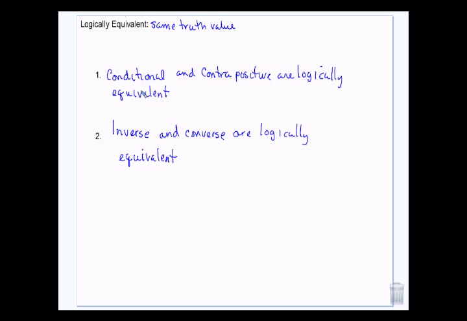Sometimes the conditional and the inverse and the converse can all have the same truth value, but that's not always the case. The conditional and the contrapositive always have the same truth value, and then the inverse and the converse always have the same truth value.